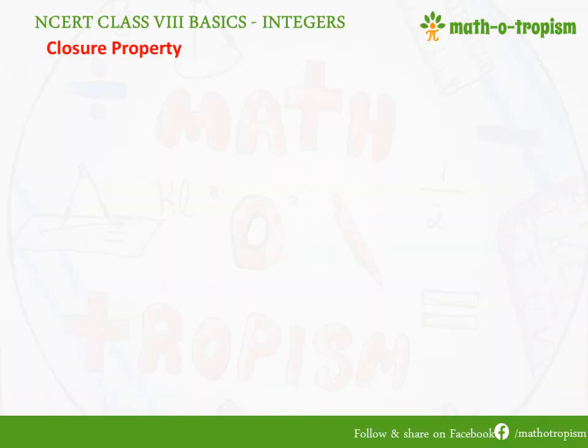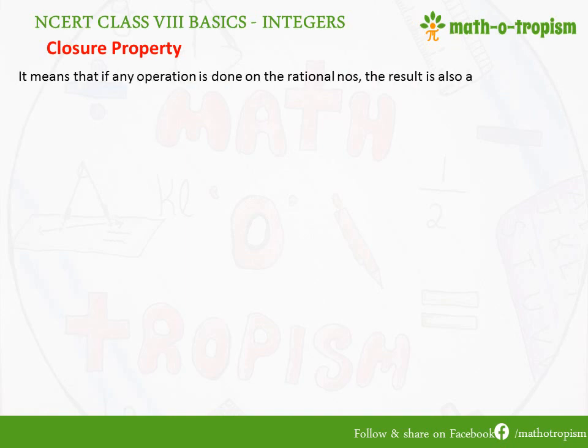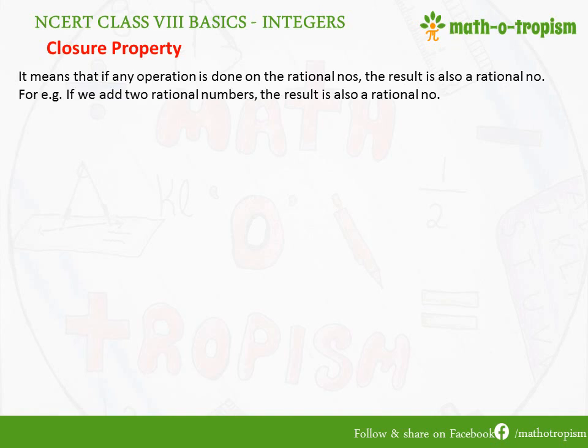So what is closure property with respect to the rational numbers? It means that if any operation is done on the rational numbers, the result is also a rational number. Now here what do you mean by operations? It's nothing but the addition, subtraction, multiplication or division. For example, we add two rational numbers, the result should also be a rational number, and if this condition is satisfied, then we can say that rational numbers are closed under addition.